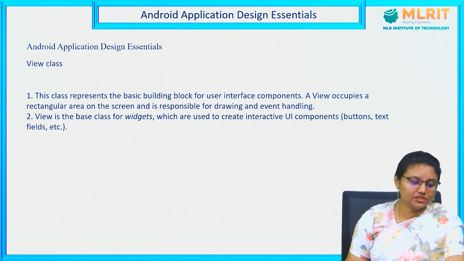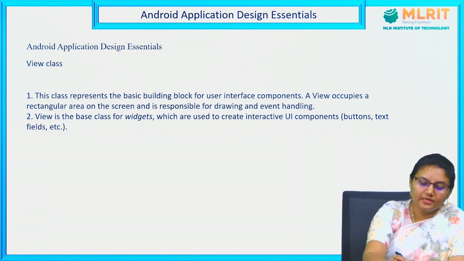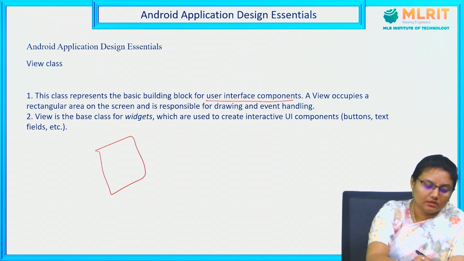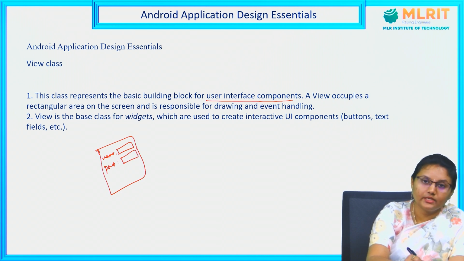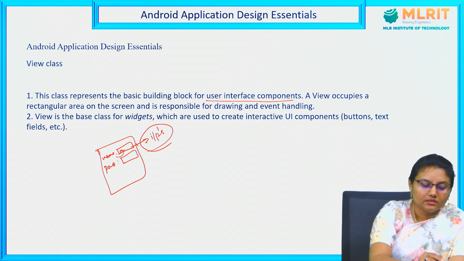Coming to the first one, the View class. The View class represents the basic building block for user interface components. So what is a user interface component? You have a layout, and in this layout, on this Android device you can see one application. If you open this application, suppose you have a name to be given. Say I'll take a registration page, and a password if you want to type. Some text has to be displayed, then you want a box where the user inputs something.